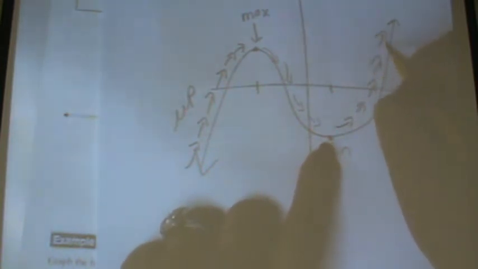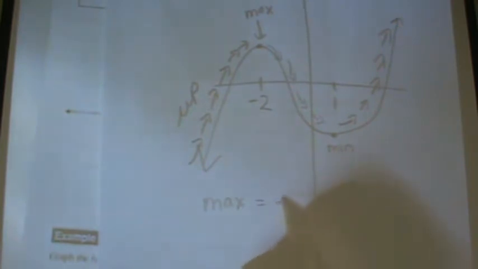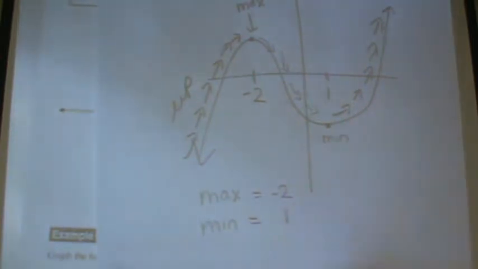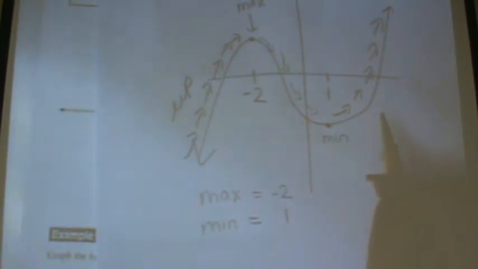It's a positive cubic equation. So let's make up some numbers. Let's say this was -2 and this is 1. So the local maximum value is -2, and the local minimum is 1. You're going by the x-axis. Now, they're going to ask you, on what interval is this graph increasing?